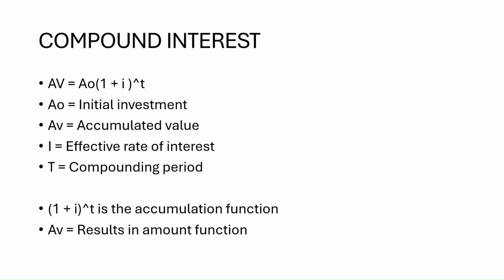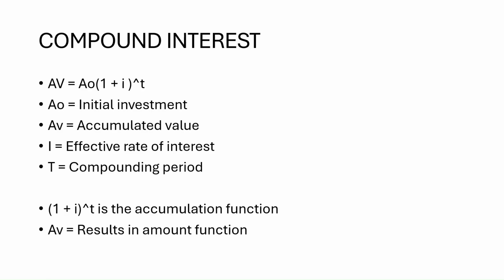Now, compound interest, this is a beautiful formula. Accumulated value is equal to A0 times (1 plus i) to the power t. Now, the A0, that is the initial investment, that's what you put into the bank. Now, the AV is what you accumulated over time. You can also write this as A(t). i is the effective rate of interest, which I defined in the last slide, and t is the time.